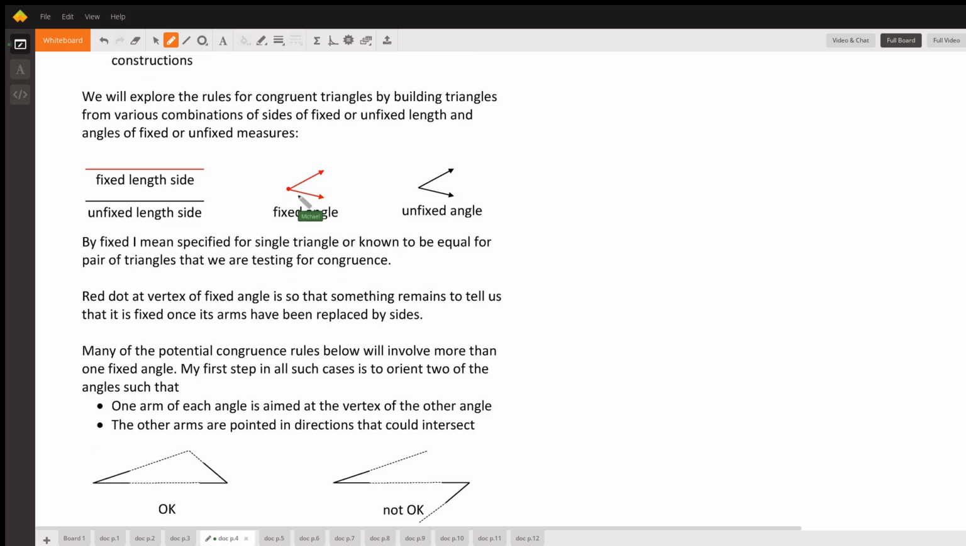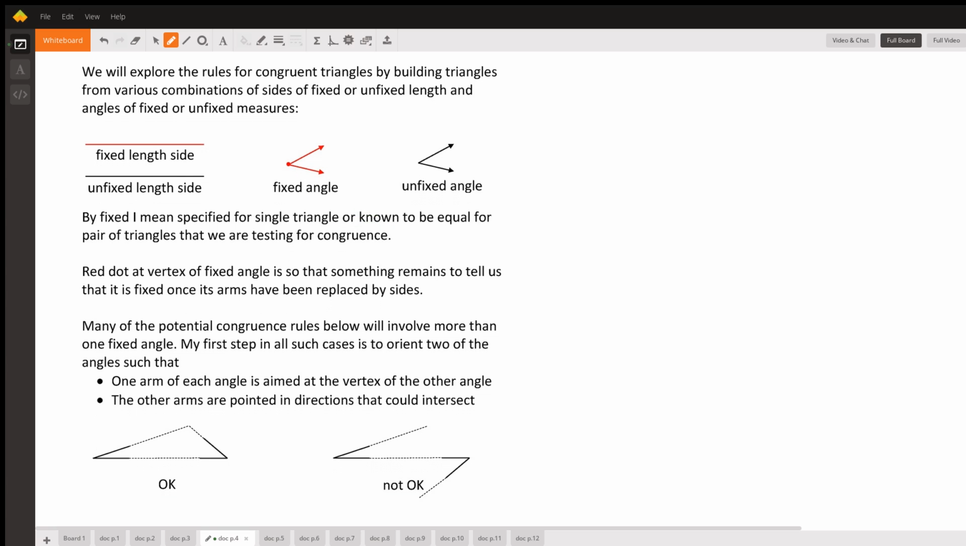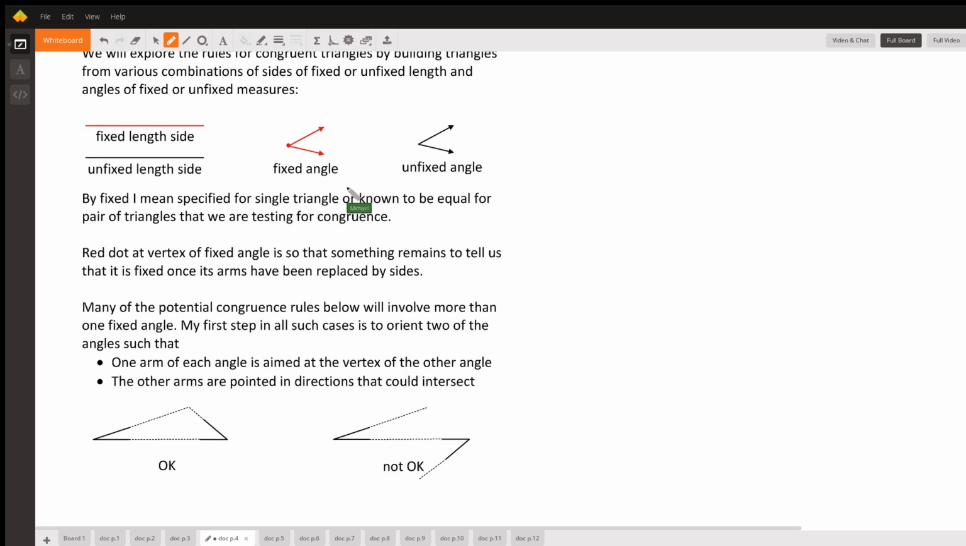And this red dot here is so that we can tell the fixed angles once we've attached sides to the angles and we don't have these arrows anymore. Many of these rules below will involve more than one fixed angle, and my first step in all such cases is to orient two of the angles. Actually, this applies to unfixed angles too.